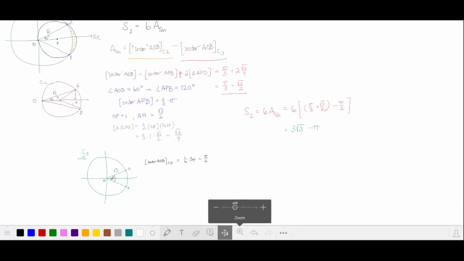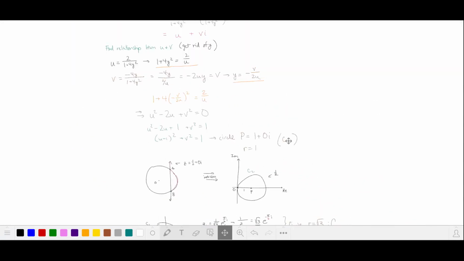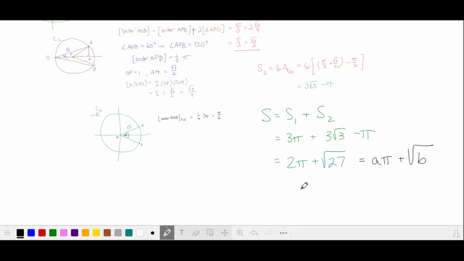We'll add this to the area of the other region that we found. Here it is, S1 was 3 pi. This simplifies to 2 pi plus √27, and the problem asks for A plus B, and our answer is 29.